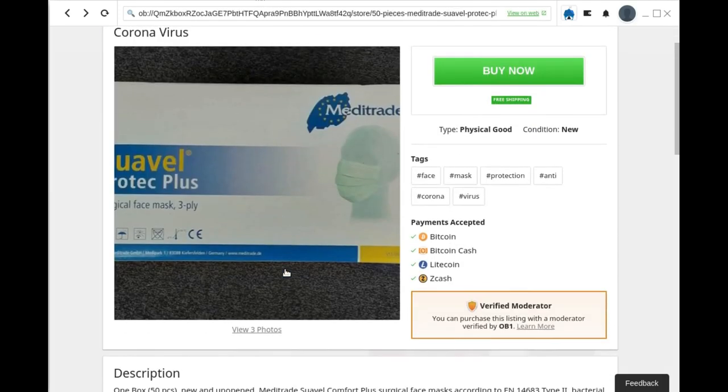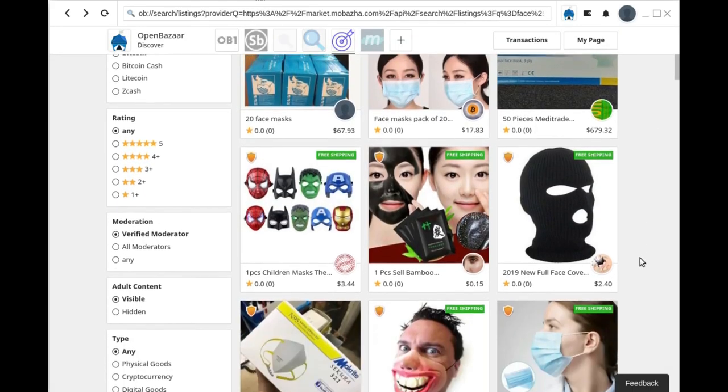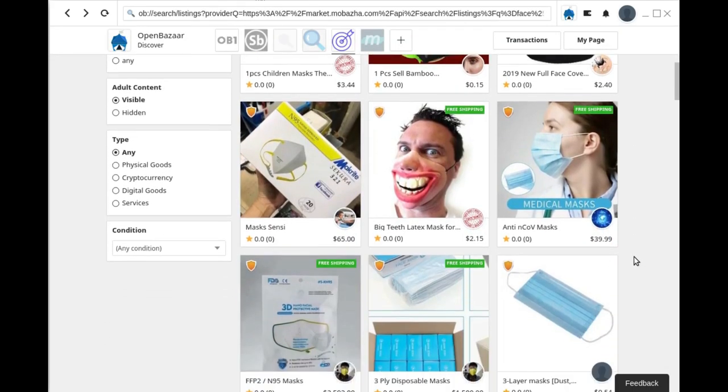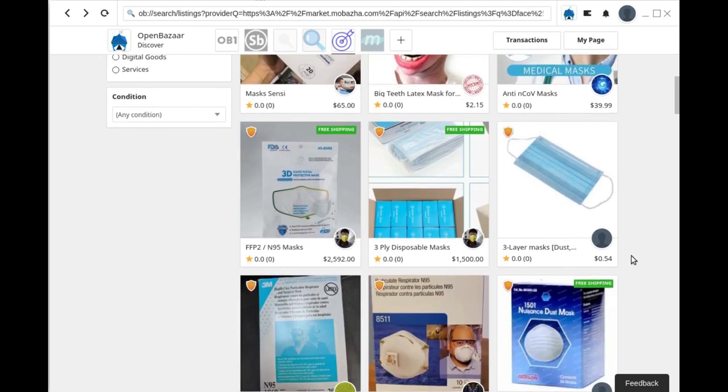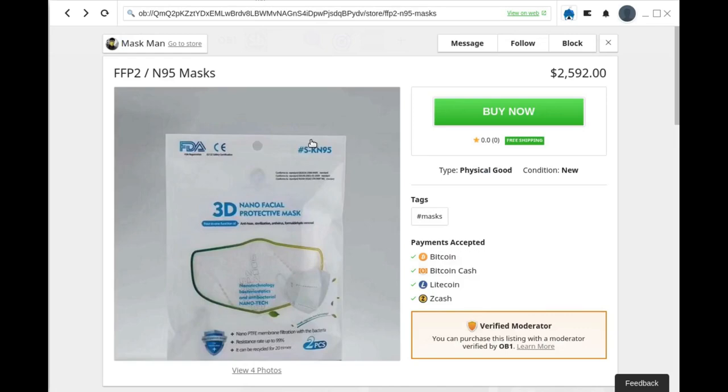So there you have it. Toilet paper, hand sanitizer, face masks, gloves. You can find these things right now on OpenBazaar. If you don't know how to use OpenBazaar, go ahead and watch the OpenBazaar 2.0 tutorial, which is linked in the video description below. Stay safe out there.